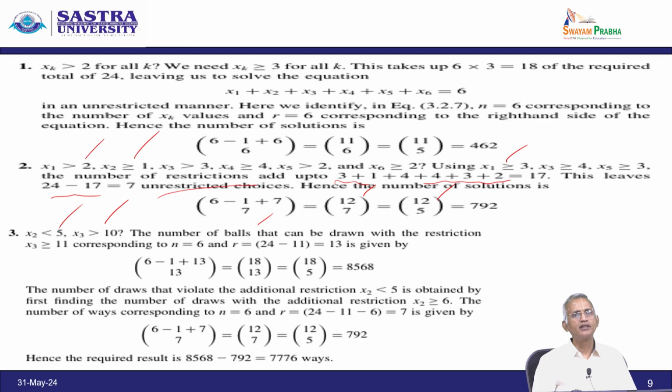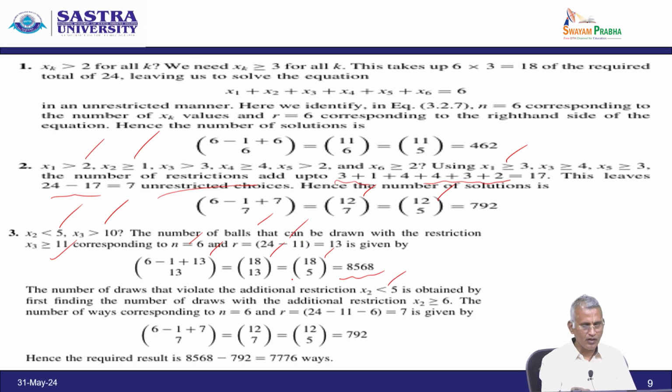Next, if x2 is less than 5 and x3 is greater than 10, so the number of balls that can be drawn with the restriction x3 greater than or equal to 11, corresponding to n equal to 6 and r equal to 24 minus 11 equal to 13, and then we have 6 minus 1 plus 13 C 13, which is 18 C 13, which is equal to 18 C 5, which is equal to 8568.